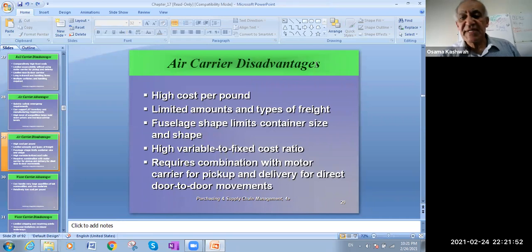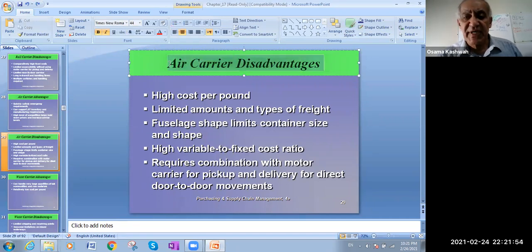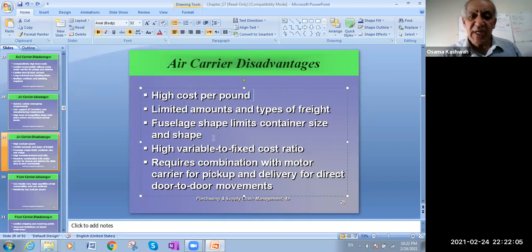Air carrier disadvantages. What about the drawbacks of the air carriers? The air carrier disadvantages are represented in high cost per pound. Yes, like I told you, it won't be so much. Limited amounts and types of freight. Fuselage shape limits container size and shape, because the plane itself will limit the container size and the shape of it. High variable to fixed cost ratio and requires combination with the motor carrier.